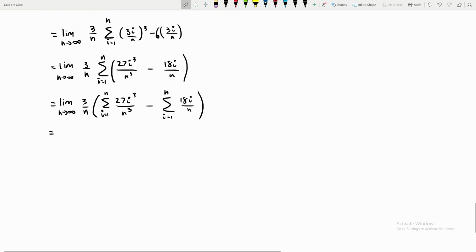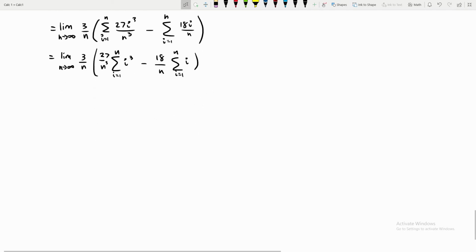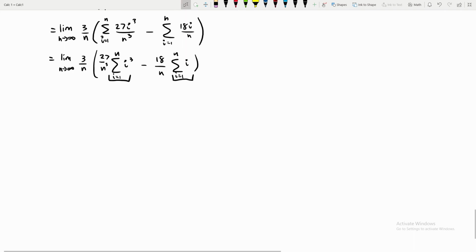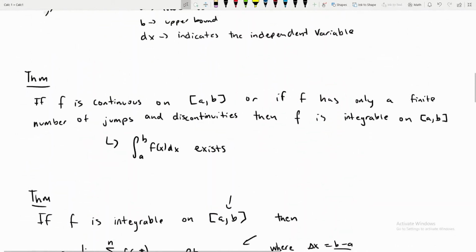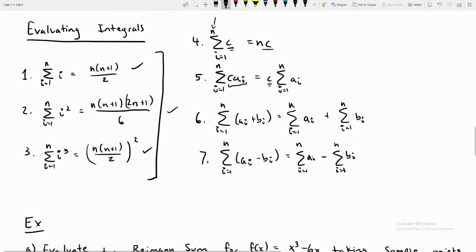And now I notice that there are a few terms that are not dependent on the variable i, so again I'm going to bring them out of the sigma. So there we have it, and now we are left with these two expressions, and as we know, we have seen the answer to them up over here in the sigma part. So these are actually going to be property number 1 and 3. So I'm going to go ahead and fill these out.